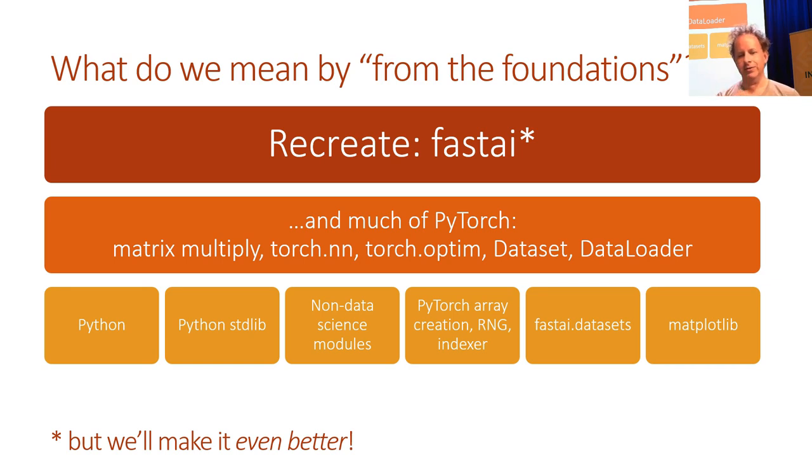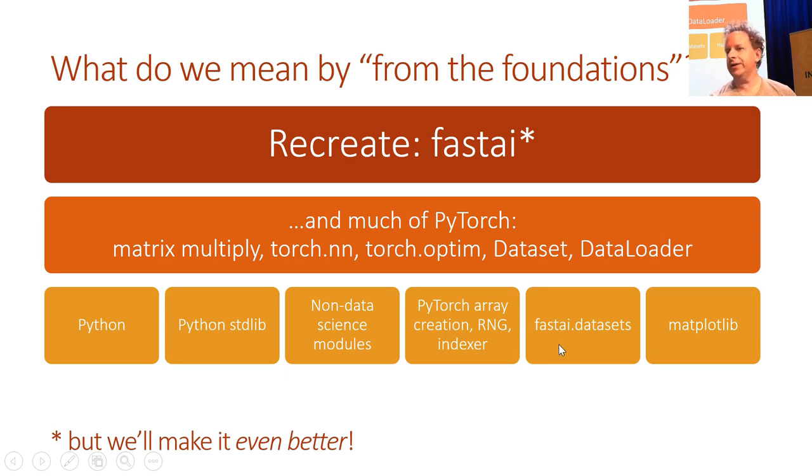a lot of torch.nn, torch.optim, dataset, data loader, from the foundations. And this is the game we're going to play. The game we're going to play is we're only allowed to use these bits. We're allowed to use pure Python, anything in the Python standard library, any non-data science modules, right? So like a requests library for HTTP or whatever. We can use PyTorch, but only for creating arrays, random number generation, and indexing into arrays.